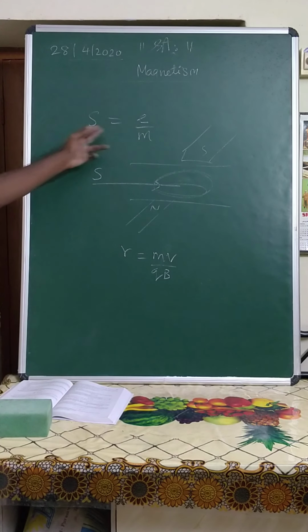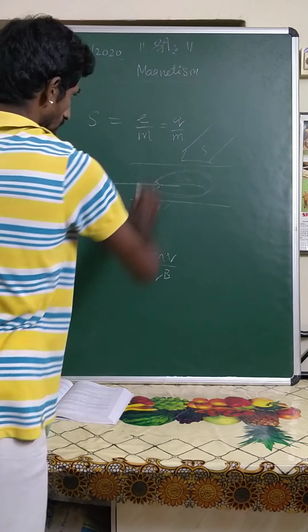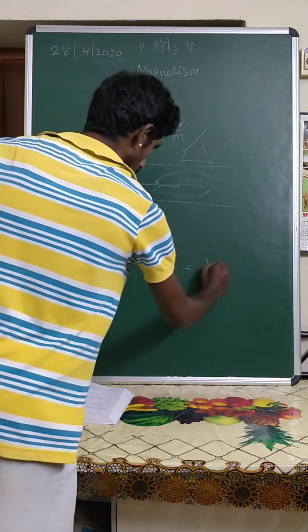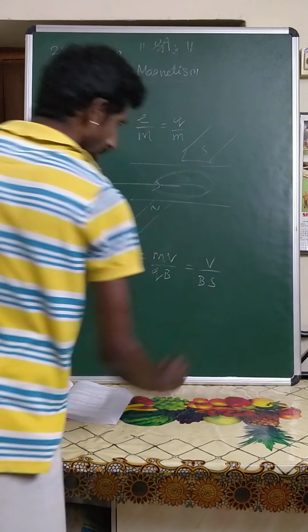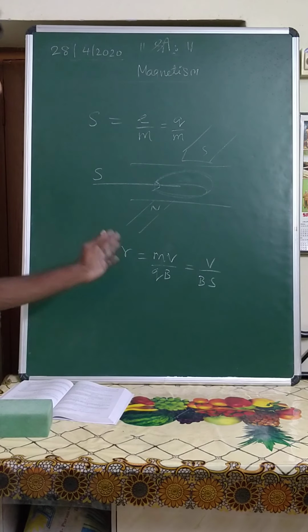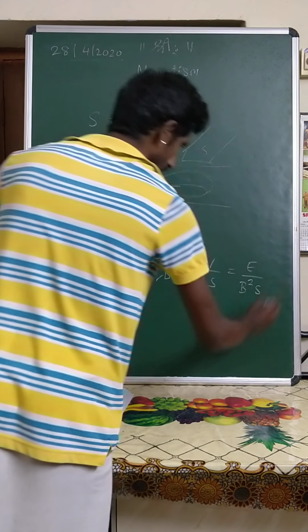We know that the specific charge S is e by m, and here e by m can be written as q by m, because here the charge we can write as q. So the radius will be v by B into S, and we know the condition from the velocity selector rule, v is equal to E divided by B, electric field by magnetic field, so it will be E by B square S. So this is the option.